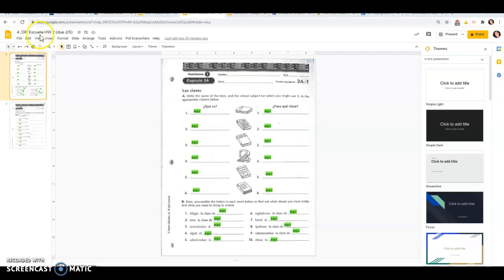DP Escuela Homework 2, how to do this. All right, on page 1, it says write the name of the item and the school subject for which you might use it in the appropriate column below. So right here, you have to look, it says ¿qué es? That means what is it?